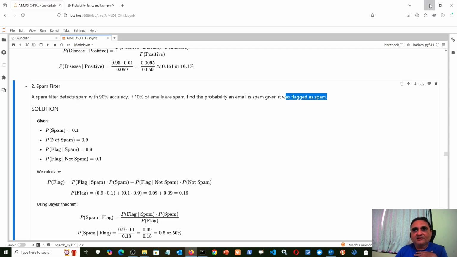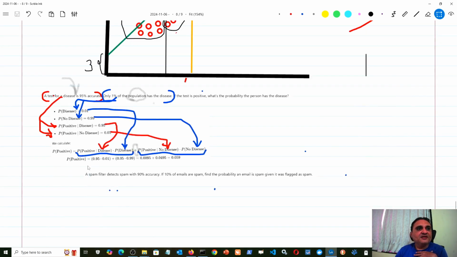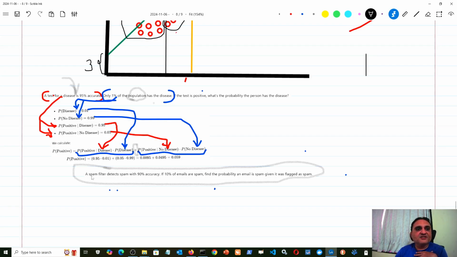Now here it is given that a spam filter detects spam with 90% accuracy. So what is given to me from that sentence? A spam filter is just like a test that checks emails for spam, so it detects spam. That means if you send 100 spam emails, remember the words 100 spam emails, then it will correctly identify 90 out of 100 as spam.